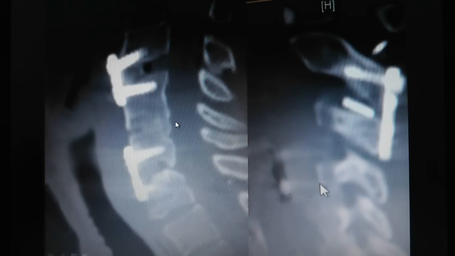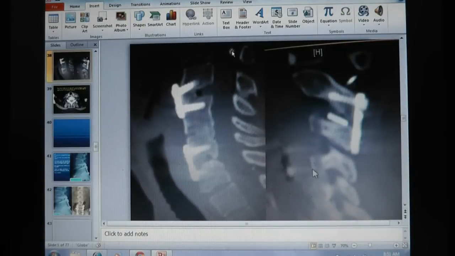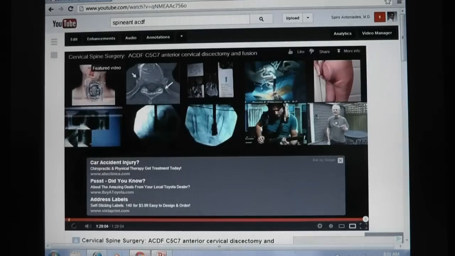So do you think that she has a stiff neck? Let me just ask you guys a question. If you fuse, let me ask Adam, because I like to mess with Adam. Adam, if you fuse from C3 to C7, is the patient going to be stiff?